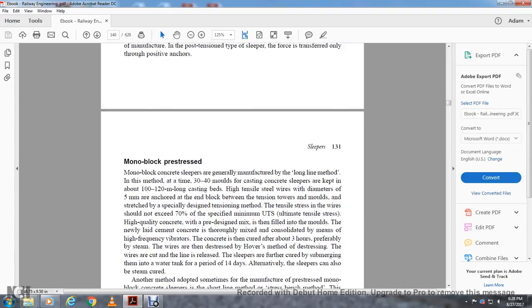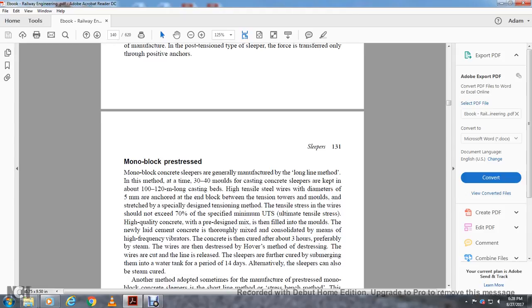Monoblock and pre-tensioned. Monoblock concrete sleepers are generally manufactured with the long line method. In this method, 30 to 40 molds are cast on a long casting bed. The high tension steel wires with a diameter of 5 millimeters are anchored at the ends, between the tension towers and the molds, and stretched with a specially designed tensioning method.